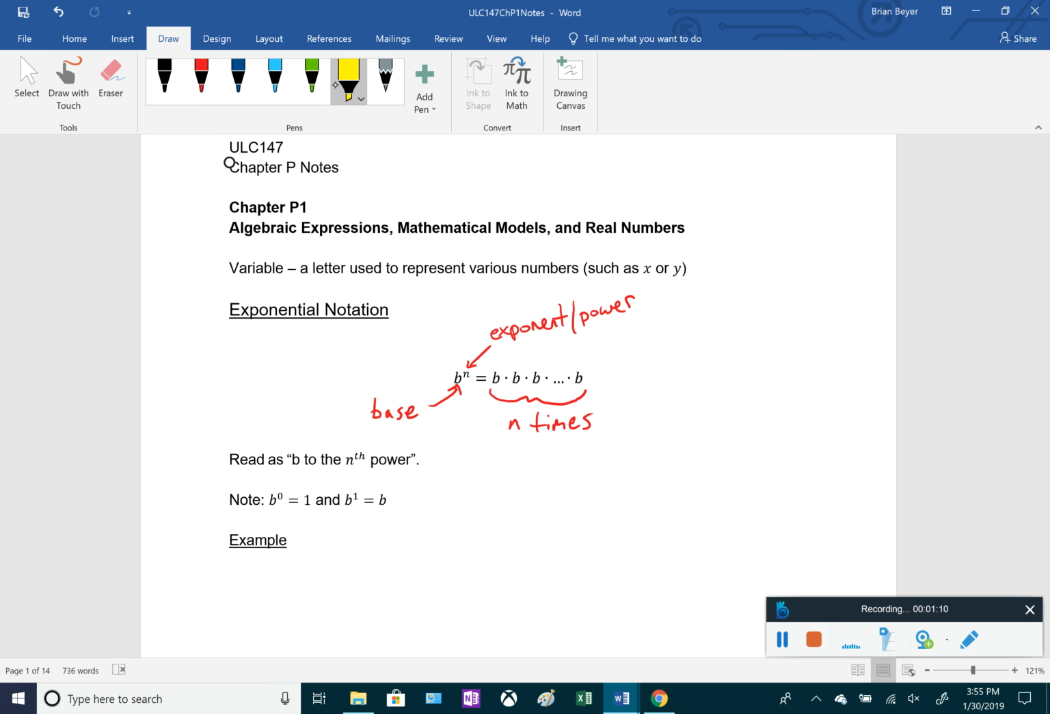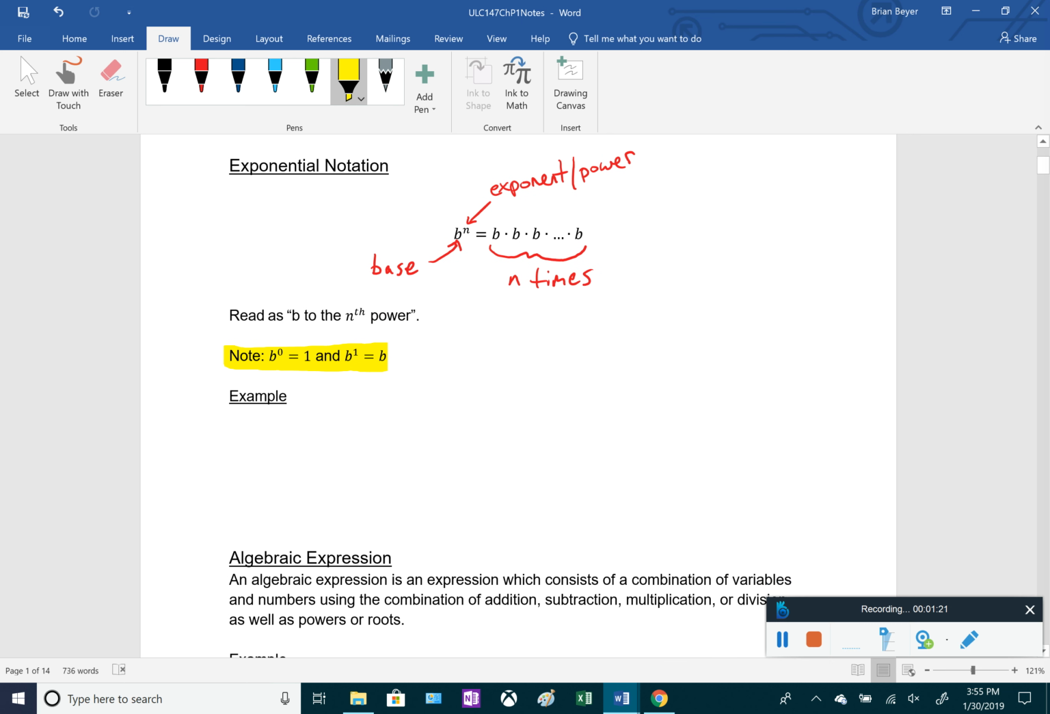And an important note here, which we'll go over in a little bit, b to the 0 power equals 1, and b to the first power just equals b. Okay, so some examples of this. Let's start with 7 to the 0. So 7 to the 0, what I just mentioned, anything to the 0 other than 0 is equal to 1. Let's do 9 to the first power, that's equal to 9.